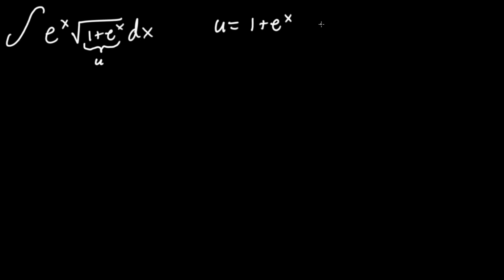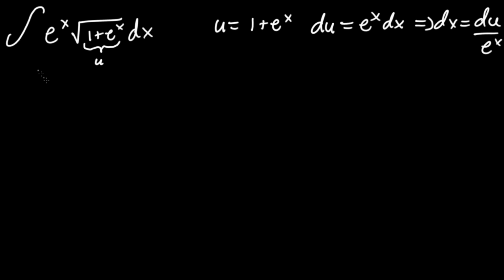We take du, the derivative of this expression with respect to x, which would equal e to the x. Since 1 is a constant, that will be 0. The derivative of e to the x is just e to the x. And then don't forget to have the dx there. So then we will isolate dx to be equal to du over e to the x. Now you can see it's going to cancel with that term.